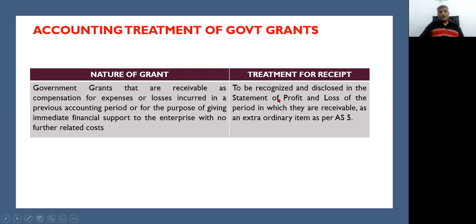So please recognize it and disclose it in the statement of P&L for the period in which it is receivable, as an extraordinary item in line with AS 5.